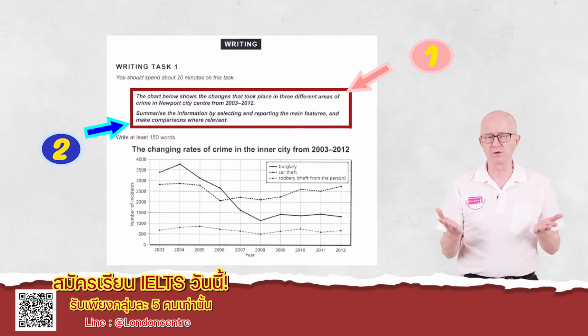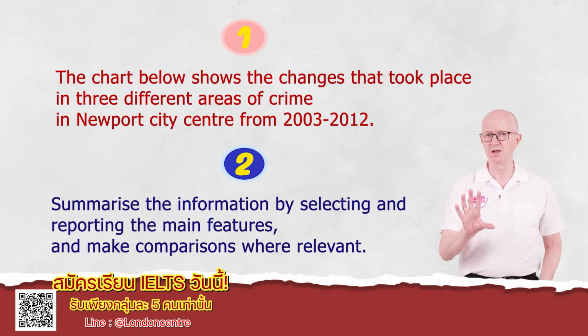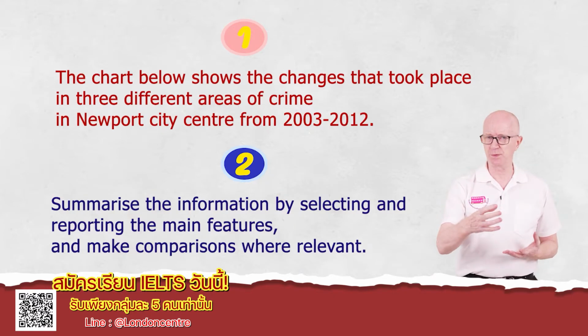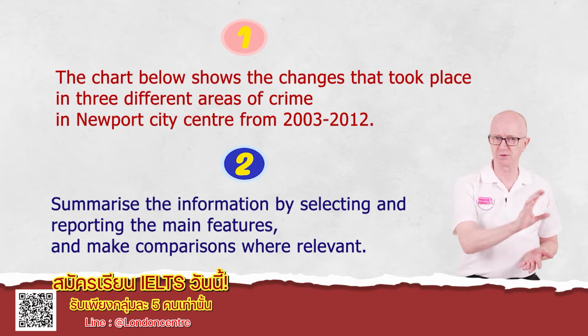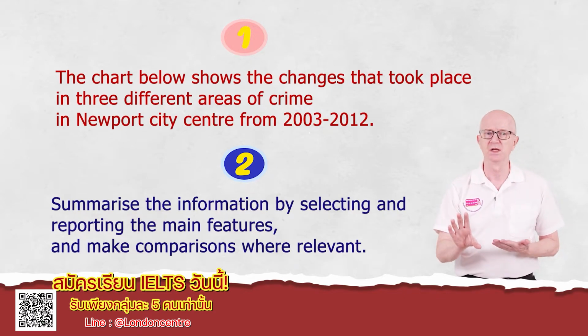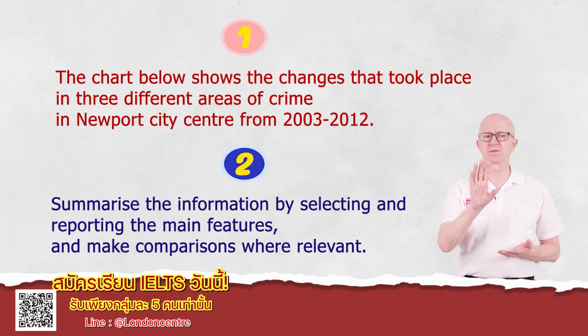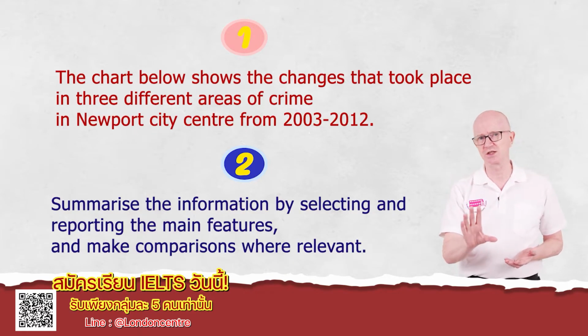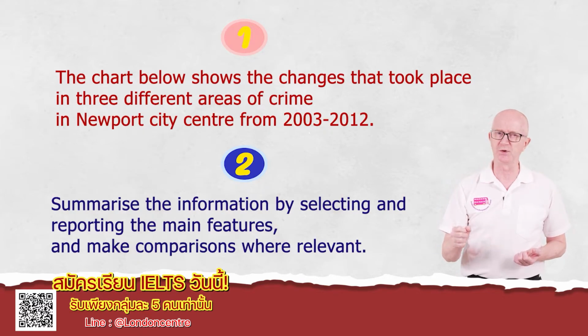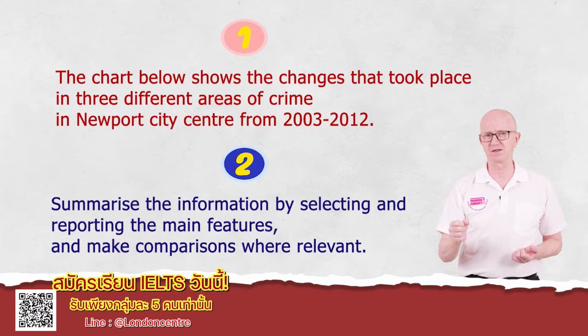So, what do we have to do to answer this question? Okay, now we can see here there's two parts we have to answer. Part 1 will change depending on if it's a graph, a bar chart, a map. And we can see here, number 1 states, the chart below shows the changes that took place in 3 different areas of crime in Newport City Centre from 2003 to 2012. Part 2 always remains the same.